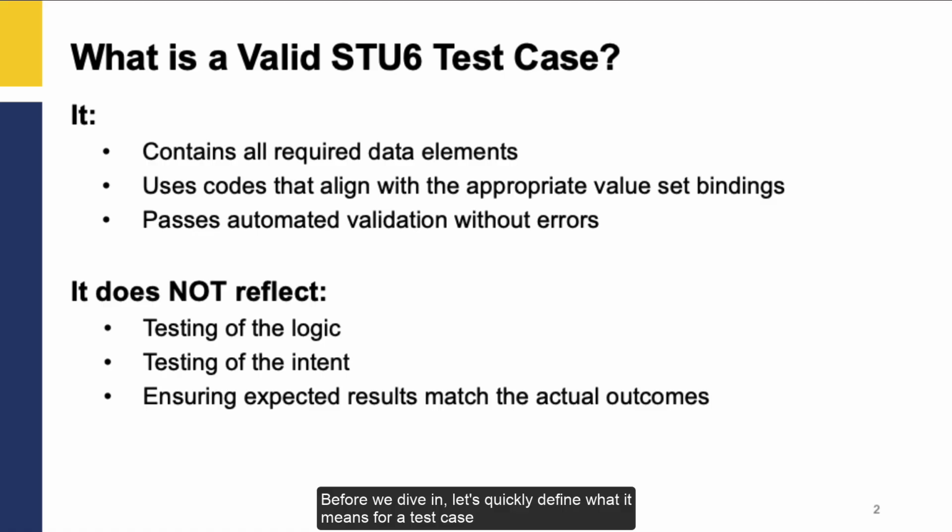Before we dive in, let's quickly define what it means for a test case to be considered valid under STU6. A valid STU6 test case includes all required data elements, uses codes that align with the appropriate value set bindings, and passes automated validation without errors. It does not reflect testing of the logic and intent of the measure, or ensuring that the expected results match the actual outcome. Validation's main goal is to help you confirm that your test case is structured correctly and that it meets all STU6 requirements.